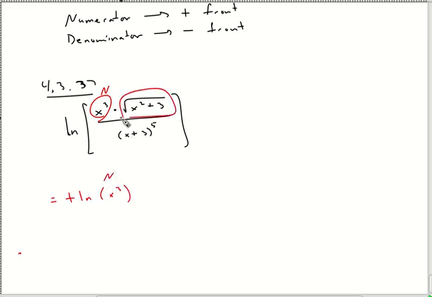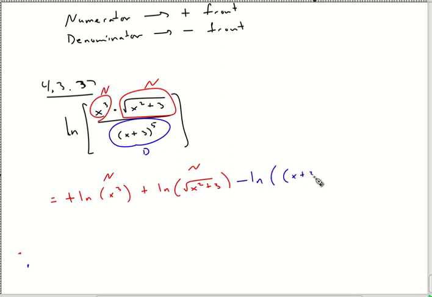Here's another term right here, and he's a numerator. So I put a plus sign in the front. Hey, why did I put a plus sign in the front of that thing? Because he came from the numerator. And then the next one, I have this big term down here. He's in the denominator. So I put a minus sign in the front of that log. Hey, why did I put a minus sign in the front of that log? Because he's coming from the denominator. Yep, that was pretty awesome there.